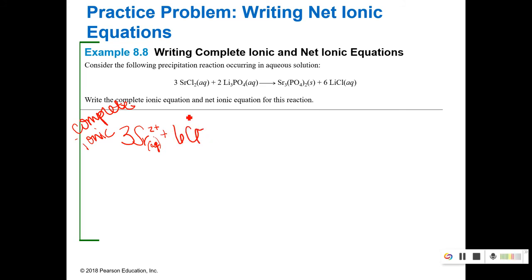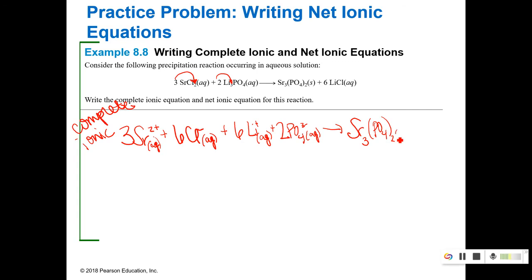I've got 6 Cl minus, and that's because this coefficient multiplies by that subscript. I also have 6 lithiums, because again, same thing. I do only have 2 phosphates because that 4 belongs to phosphate. My strontium phosphate stays together, so Sr3(PO4)2 is still a solid. Then I've got 6 lithium ions and 6 chloride ions.